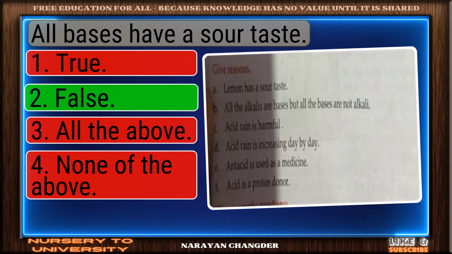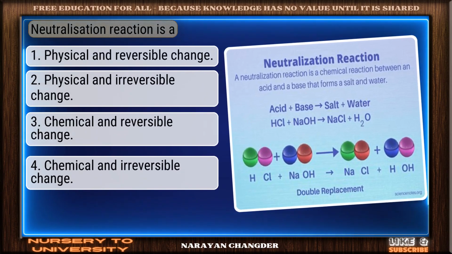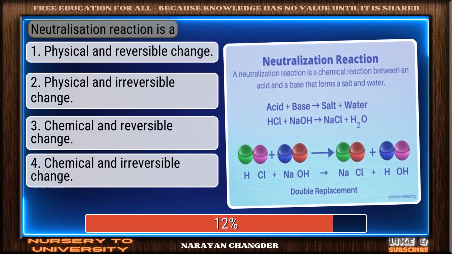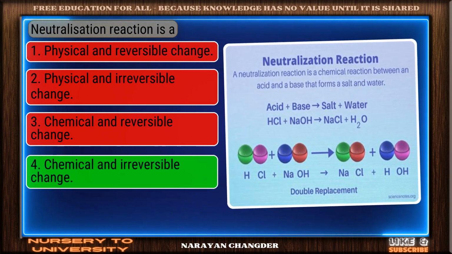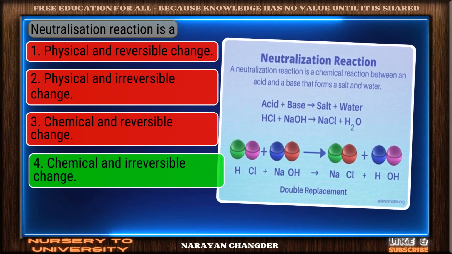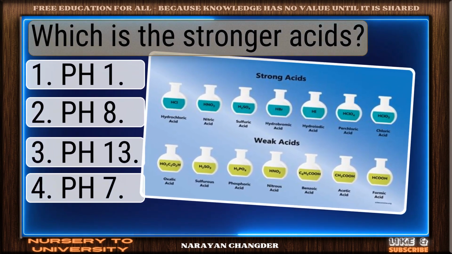Sharp thinking. False is the right choice. Question number 175. Neutralization reaction is a. Perfect. Chemical and irreversible change is the correct choice. Question number 176. Which is the stronger acid?